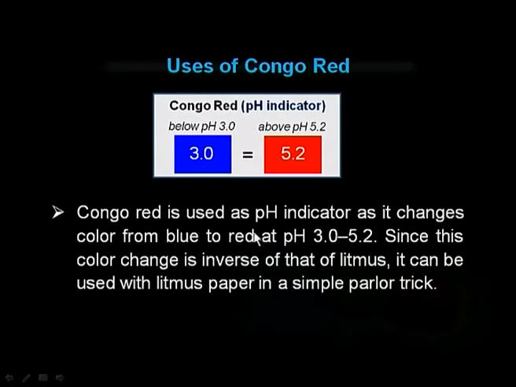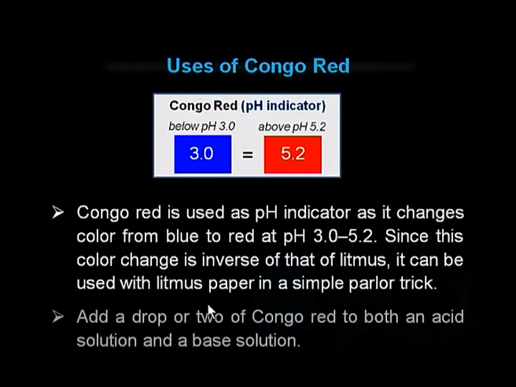Congo red is used as a pH indicator as it changes color from blue to red at pH 3.0 to 5.2. Since this color change is the inverse of that of litmus, it can be used with litmus paper in a very simple parlor trick. What we actually do is add a drop or two of Congo red in an acid solution as well as in a basic solution or alkaline solution.